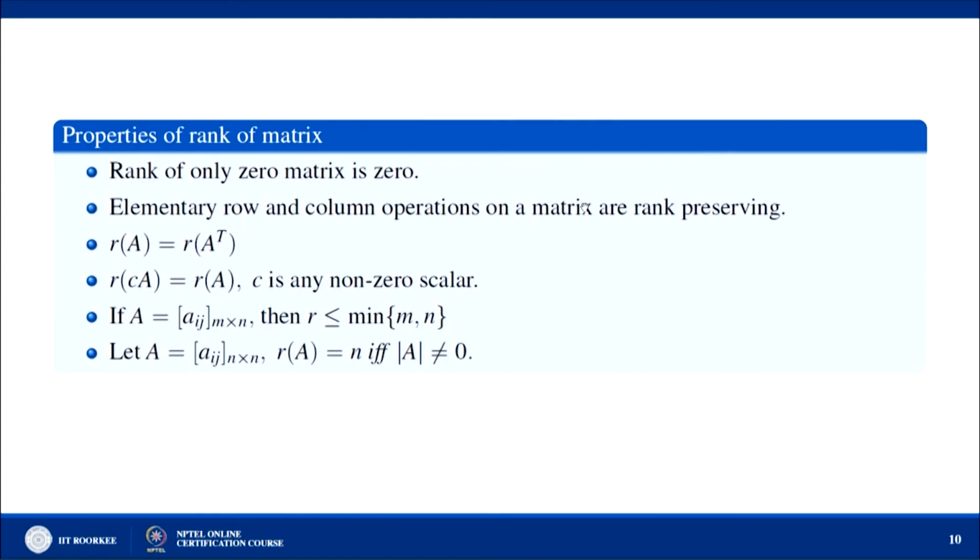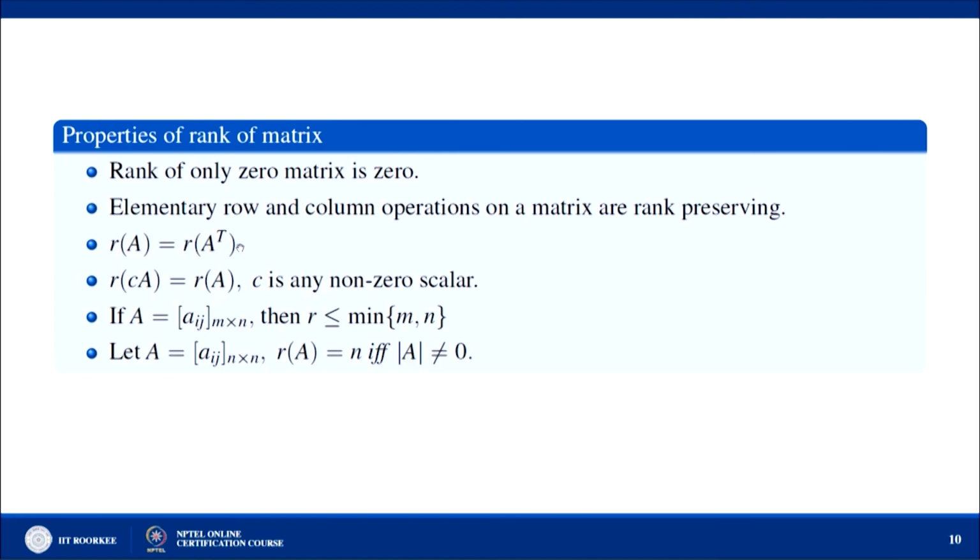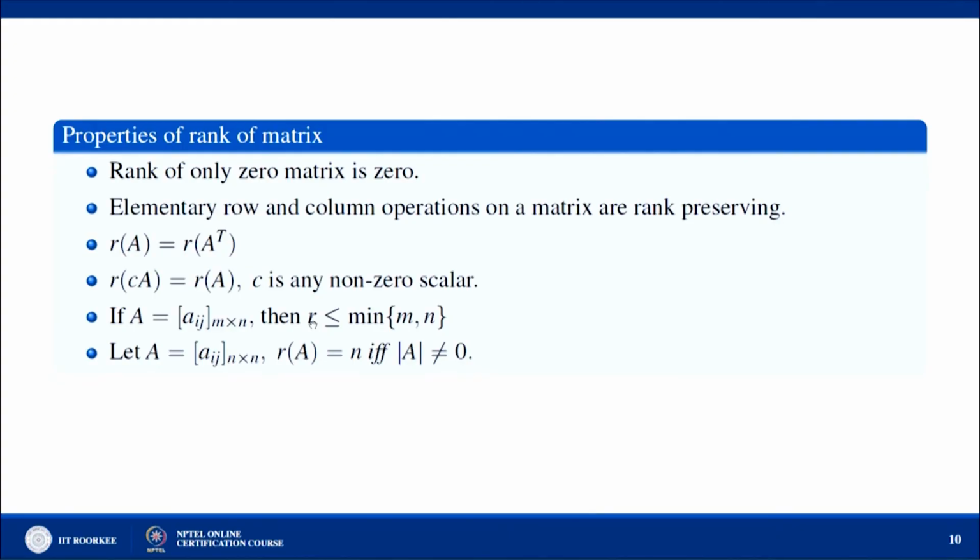Elementary row and column operations of a matrix are rank preserving. That means they do not change the rank of a matrix. If you apply row operations or column operations, it will not alter the rank of the matrix. Rank remains the same because it is the maximum number of linearly independent rows or columns. And hence rank of A is the same as rank of A transpose. Rank of C times A, where C is any non-zero scalar, is always equal to rank of A. You see, if you multiply a matrix by a non-zero scalar, it will not change the maximum number of linearly independent rows or columns it has. So, rank will remain the same. I have already explained that rank of A is always less than or equal to the minimum of m or n.